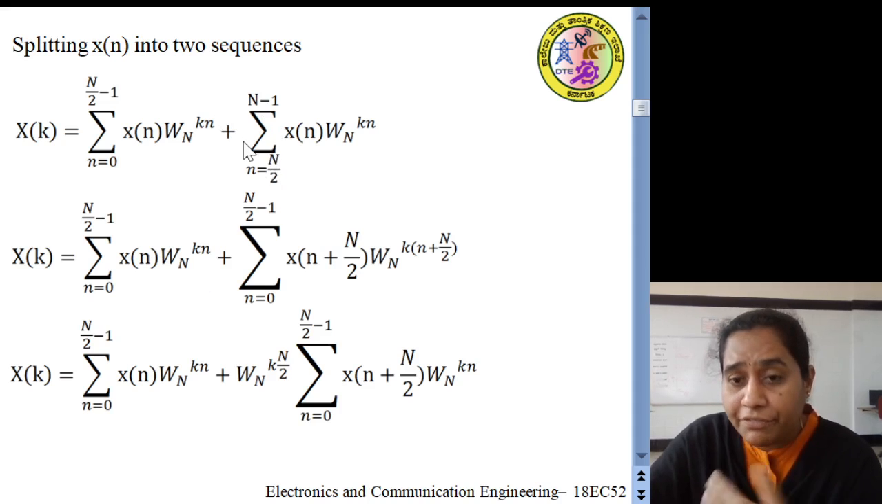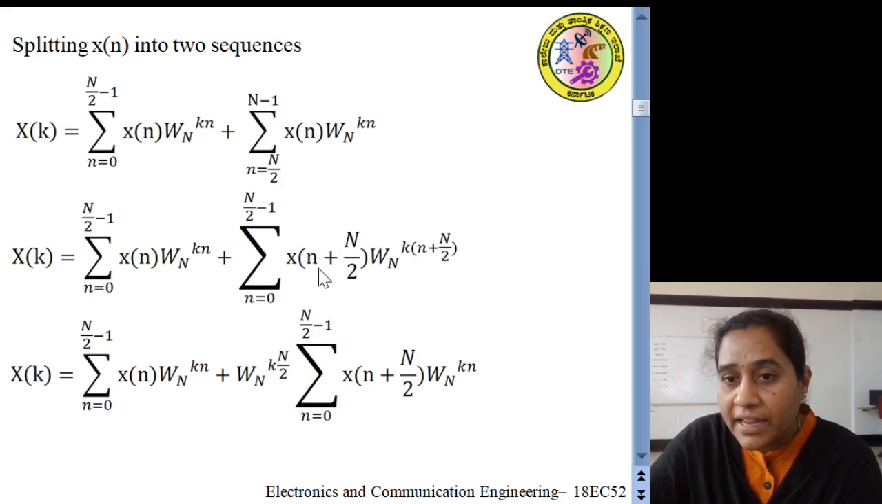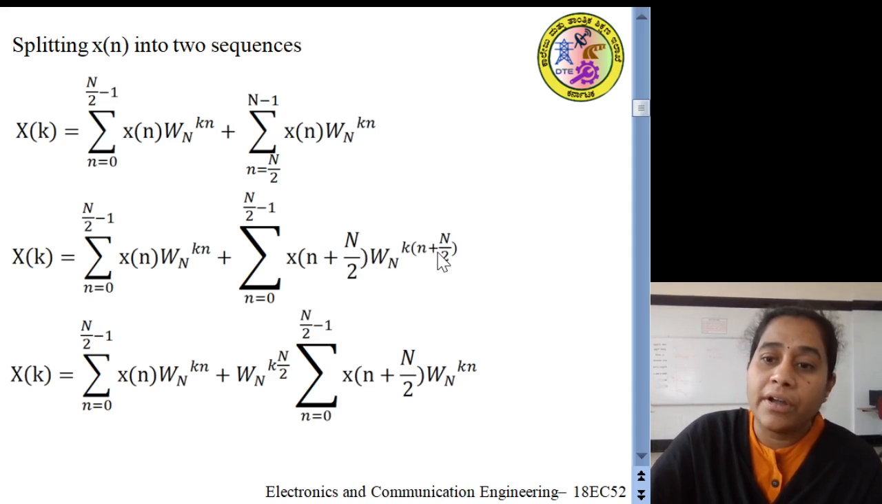Here what we are doing is adjusting the index just by changing the value of n. So summation n varying from 0 to N by 2 minus 1. You can observe here it was N by 2 to N minus 1, but we have rearranged, so n is varying from 0 to N by 2 minus 1. x of n is replaced with x of n plus N by 2. What we are doing exactly is replacing n by n plus N by 2. So x of n plus N by 2 into W_N raised to the power k into n plus N by 2.